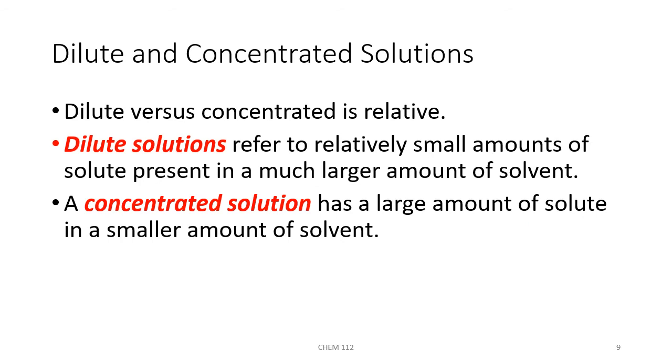In a little bit, we are going to learn some definitions that will describe quantitatively how we can talk about how concentrated or how dilute a solution is. When we just say concentrated or dilute, we're simply talking about it relatively. Dilute solutions typically have a much smaller amount of solute present to the amount of solvent, whereas concentrated solutions have a large amount of solute particles dissolved in a small amount of solvent particles.